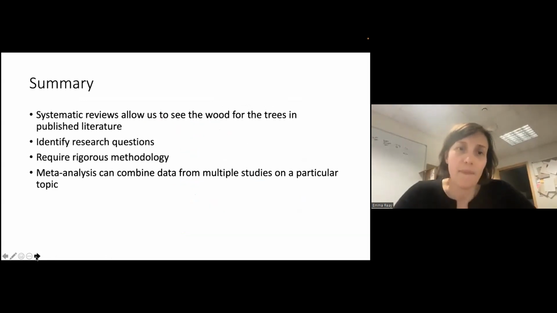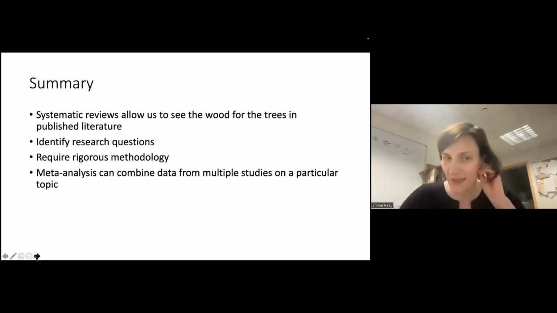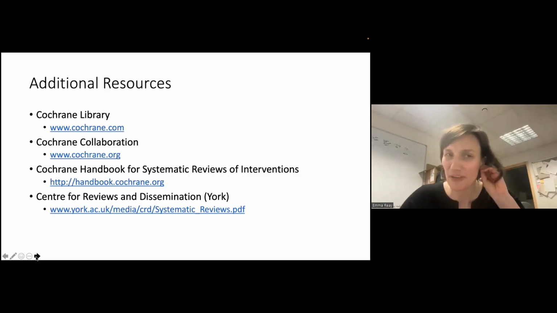So in summary, a systematic review allows us to see the wood for the trees in published literature. It can identify research questions, and it requires a rigorous methodology. A meta-analysis can combine data from multiple studies on a particular topic, but it's quite a complicated statistical undertaking, and again requires rigorous methodology and a research question that can be answered. So I think that's everything from me. Hopefully I didn't confuse you all too much. It's quite complicated. I've also got a slide here for additional resources, if any of you want to look at this in a little bit more detail.